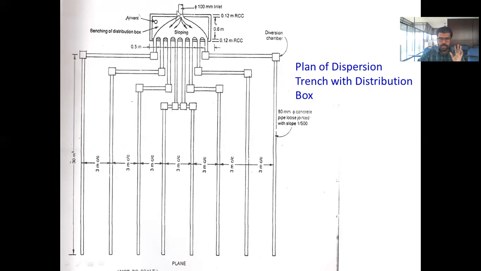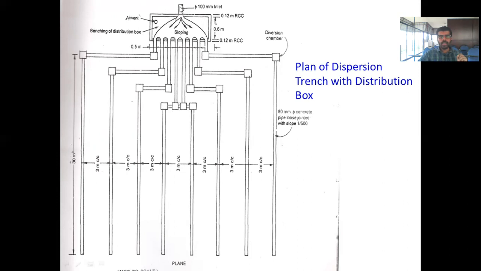So through this main inlet pipe, this might be coming from the overflow of the septic tank, or directly from the wastewater, or the water which is coming from the toilets. And here you will be giving an air vent. This is 0.12 meter RCC. This width is 0.6, and this is almost 0.4, something like that. According to the size it will change. According to the need, according to the dispersion, it will change.